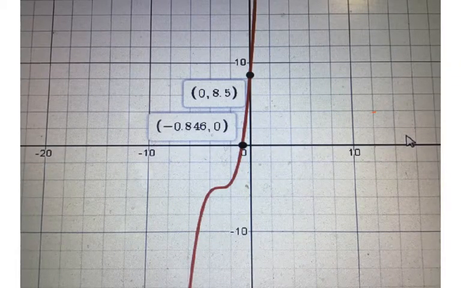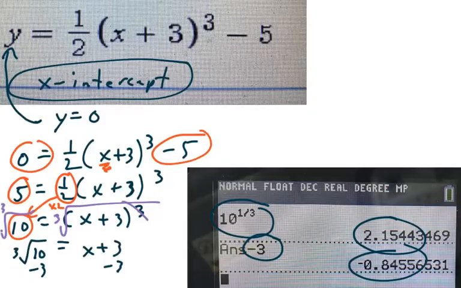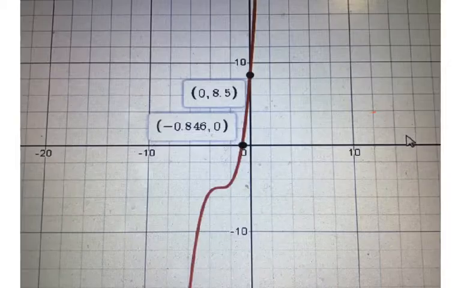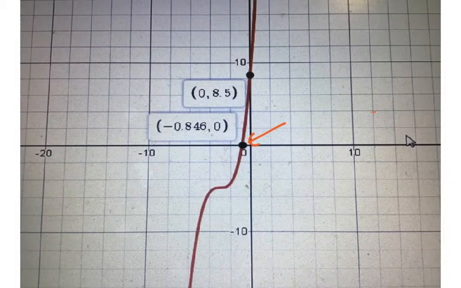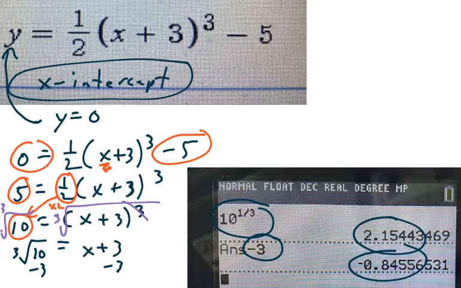Somehow my video got shut off there, guys. But again, once I figured out and solved for x, I got negative 0.8455. And as you can see on the graph right there, this is where the graph intersects x at about negative 0.846, which is 0.8455 rounded off a little bit, right?